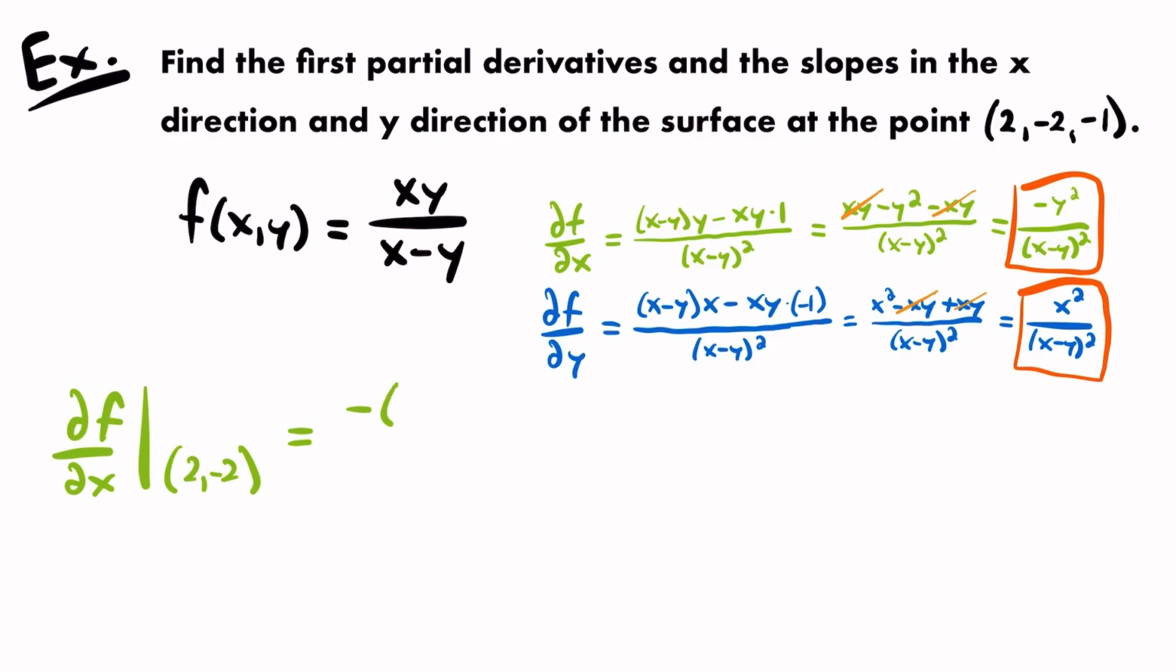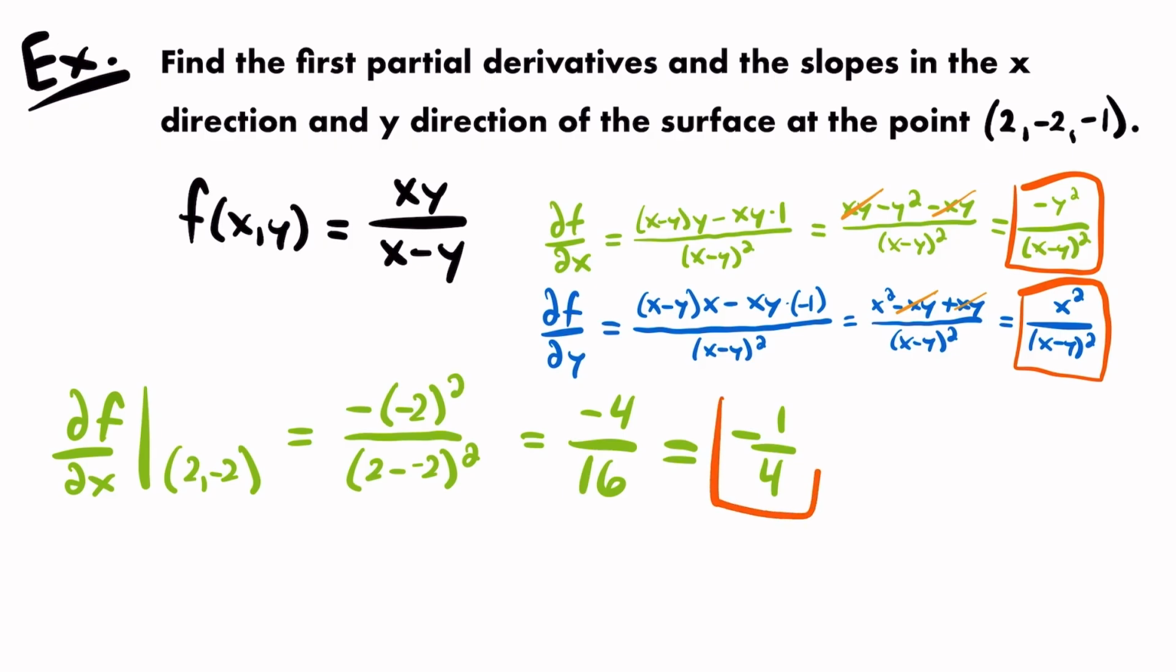So we get -(-2)² divided by (2 - (-2))². Okay, again, I plugged in 2 for this x and -2 for these y's. Simplifying, (-2)² is 4, but then that negative will make it -4. So -4 divided by 2 minus -2, which becomes 2 plus 2, which is 4, and 4 squared is 16. And -4/16 reduces to -1/4.